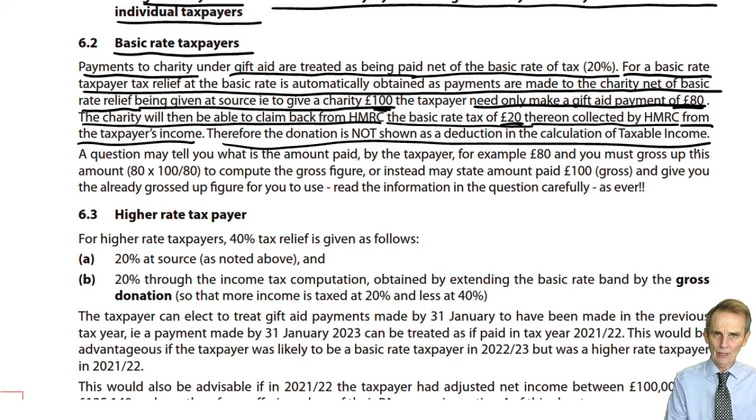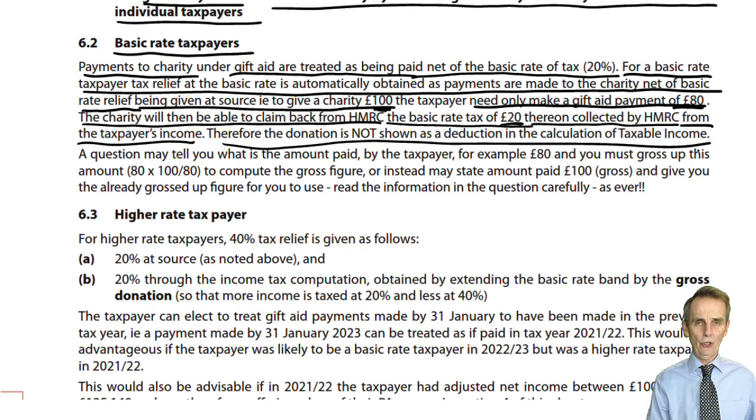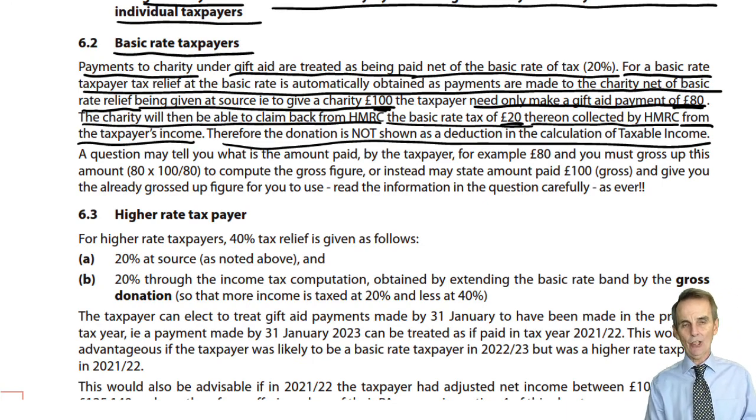Again, I have to stress this, because a common error made is that students show gift aid payments, or indeed personal pension contributions, as deductions from total income. They are not. You don't need to reduce the total income because you've already had your basic rate relief at source by paying over a net £80 instead of a gross £100.